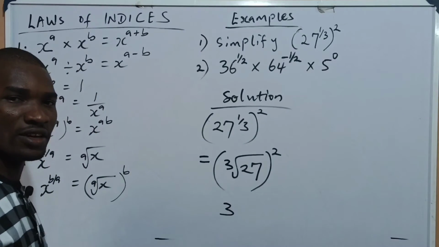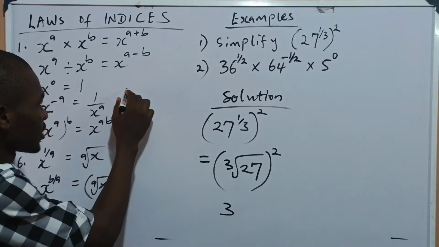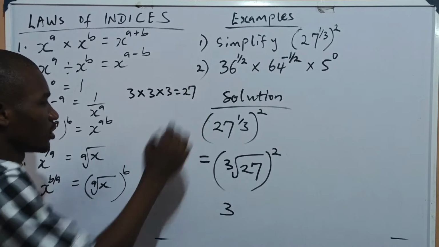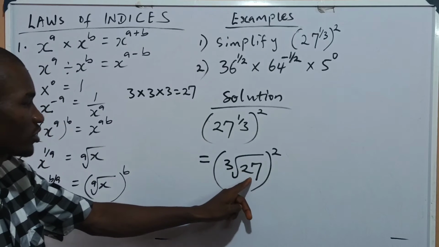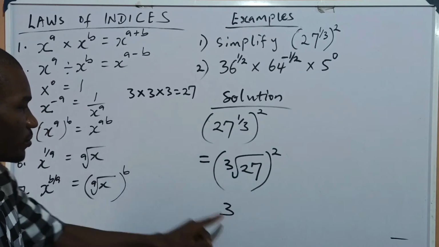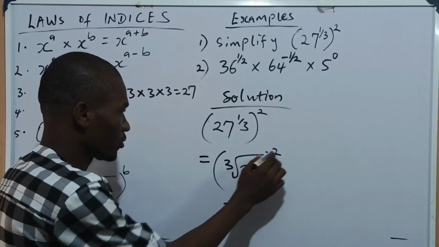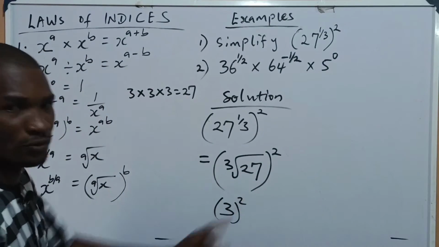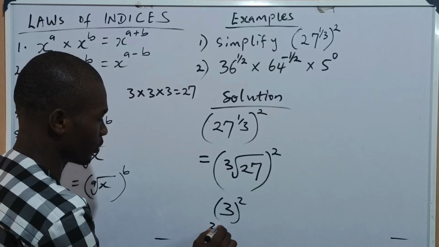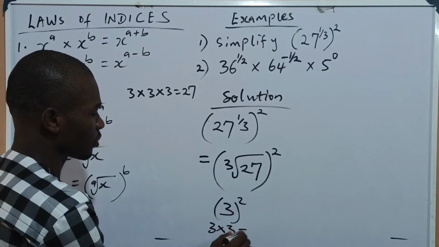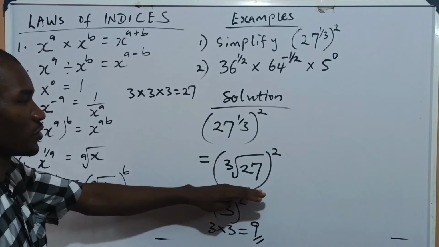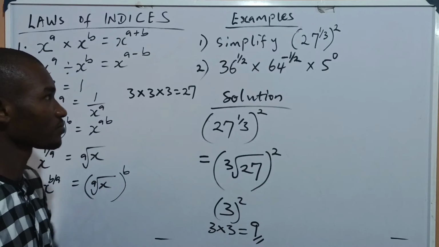Because 3 times 3 times 3 is 27. That means 3 into 3 should give us 27. Hence, the cube root of 27 is 3. All raised to the power of 2. Such that 3 raised to the power of 2 is the same thing as 3 multiplied by 3. And 3 multiplied by 3 is 9. Hence, the answer for this given question is 9.